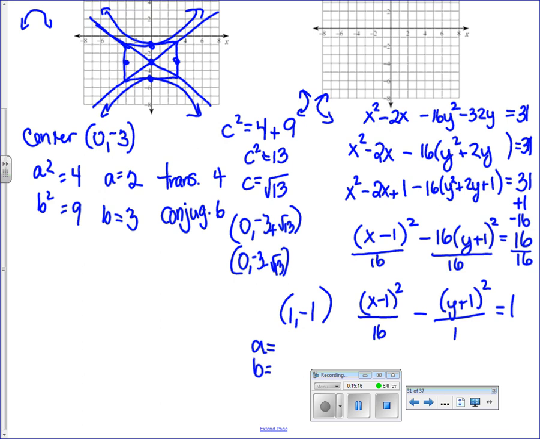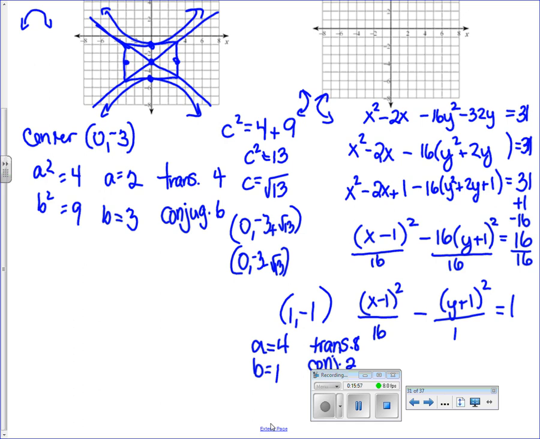Okay, so therefore, what number is going to be a if a squared is 16? 4. Okay, if b squared is 1, what is b? 1. Okay, now let's find our conjugate axes and our transverse axes. So how long will be the transverse axis? 8, because 4 plus 4. So that's 8. Okay, how long will be my conjugate axis? 2, because 1 plus 1. All right, now we're ready to graph.